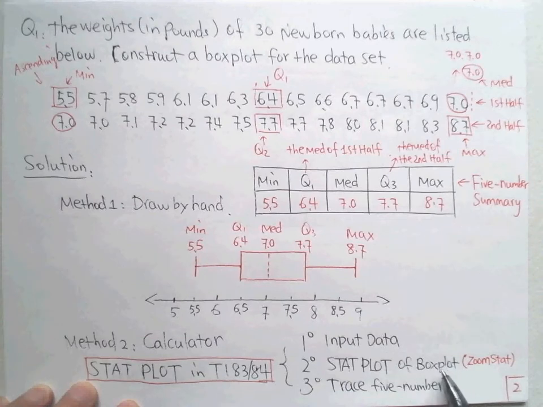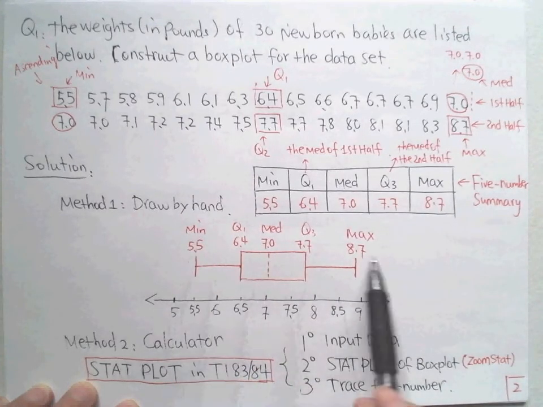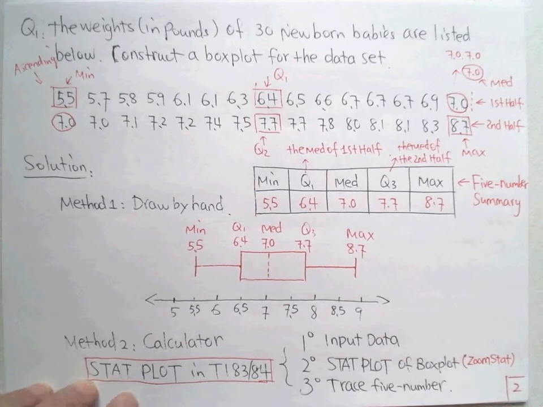And after we plot, we need to zoom. So I will show you zoom stat to get a very good zoom. And after we draw this box plot in the calculator, it never shows us the numbers. We have to trace the 5 numbers, and then we get everything. So I will show you where to find them on the way I set up my calculator.